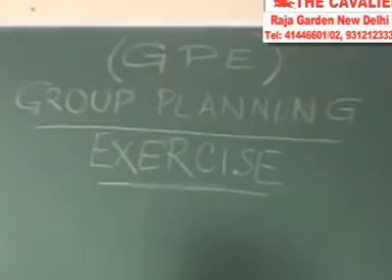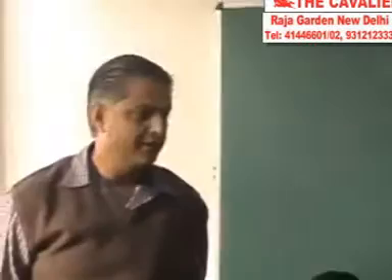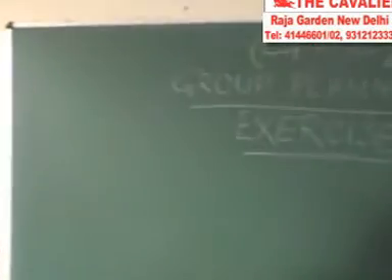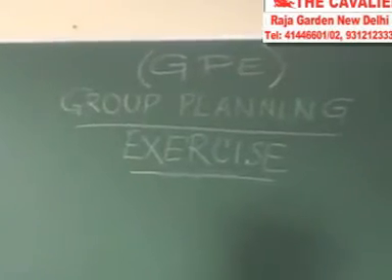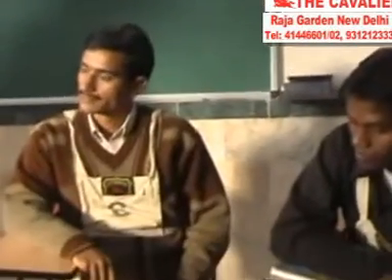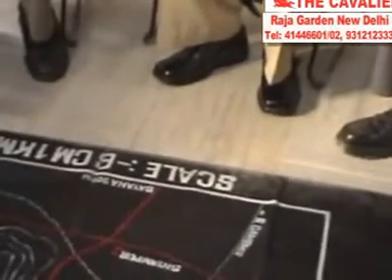The first thing is the testing officer will pass certain instructions. The instructions are, okay, if it is over, now we will do something more than that. The next task which we are going to do is called the group planning exercise. As the name suggests, it is an exercise involving planning by you as members of the group.